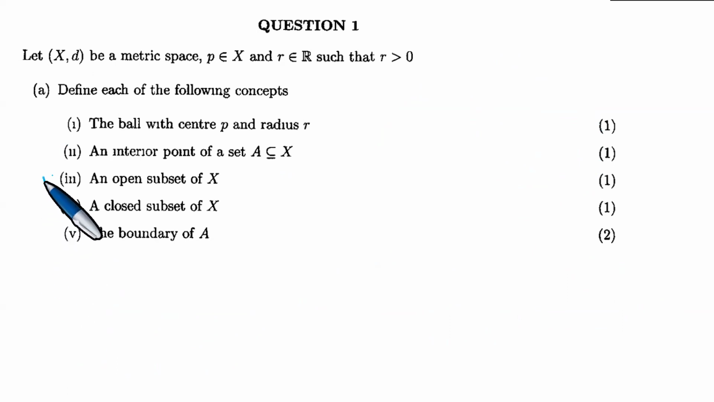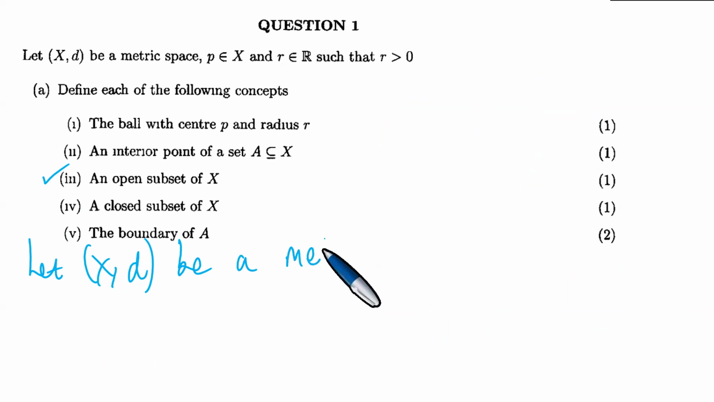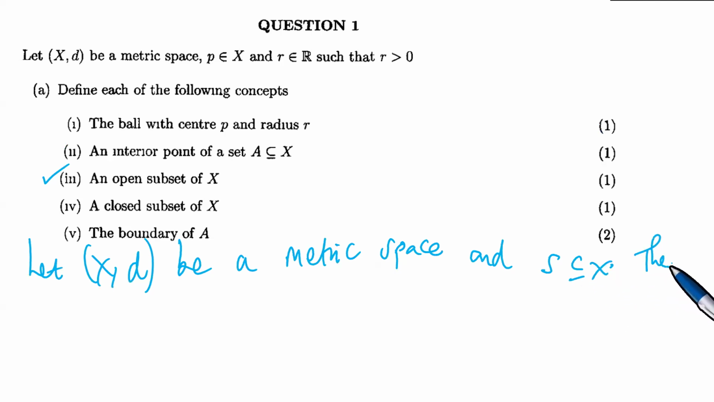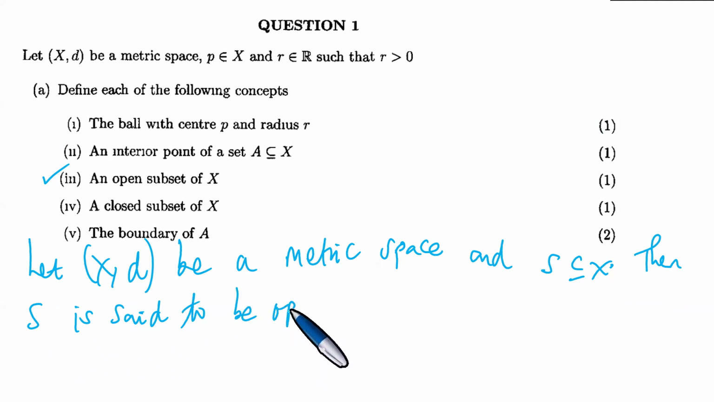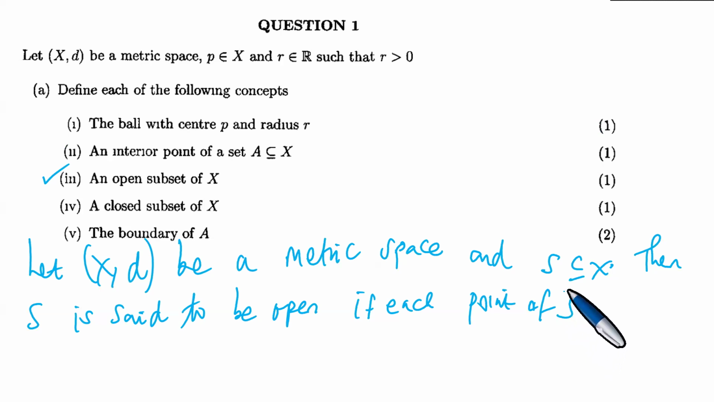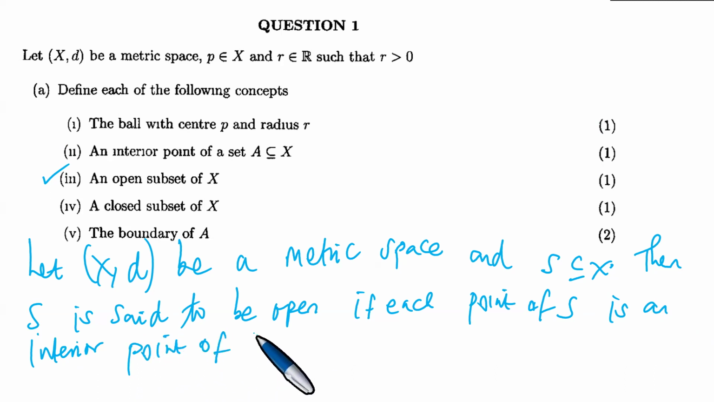So to define an open subset, you let (X, d) be a metric space and S be a subset of X, then S is said to be open if each point of S is an interior point of S.